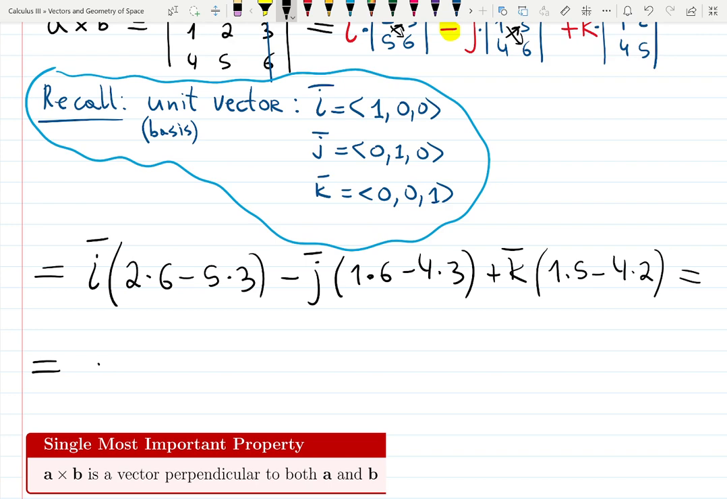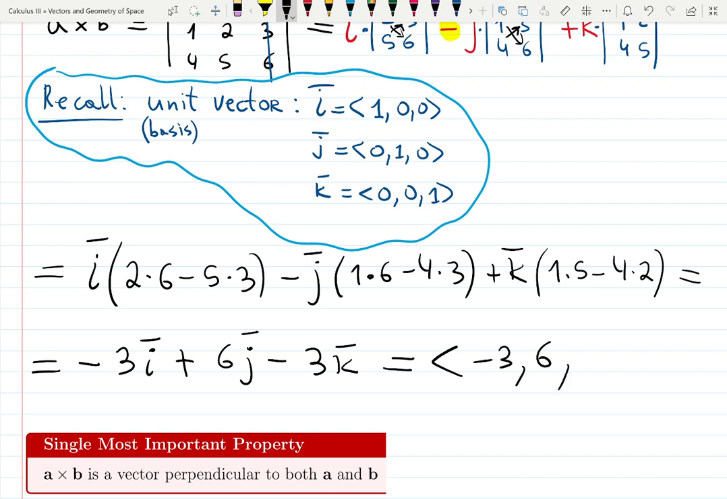Calculating, it's going to be minus 3i. Minus 3, right? 12 minus 15, yes. Plus 6j minus 3k. Vector, vector, vector. The answer is a vector. How to write it in the short notation? You put brackets: minus 3, 6, and minus 3.